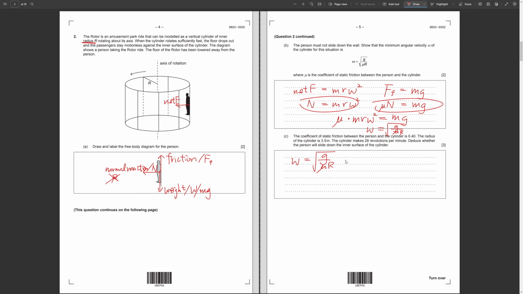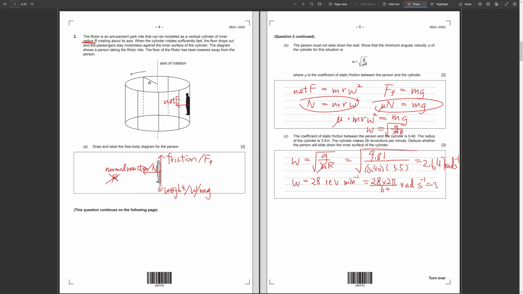Then you substitute all the numbers in. You get the square root of 9.81 divided by 0.40 times 3.5. Then you will get the minimum required angular speed is 2.647 radians per second. The current spinning angular speed is 28 revolutions per minute, and it is equivalent to 28 times 2 pi divided by 60 radians per second.